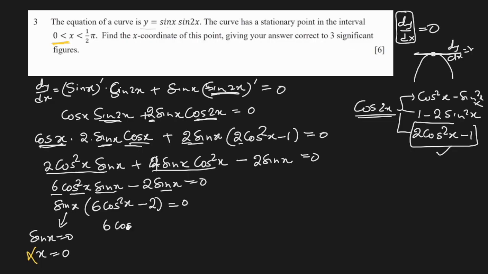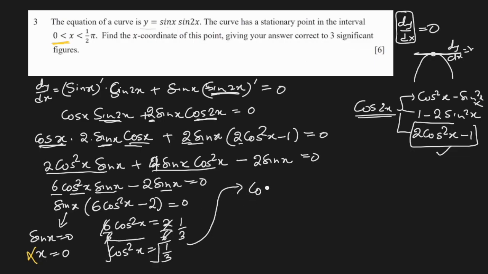6 cos square x is equal to 2. Yeah, if I say minus 2 equal to 0, so 2 goes there. Divide both sides by 6. So cos square x equal to 1 over 3. And let's complete it here. Square root both sides. So cos x equal to plus and minus 1 over square root 3.